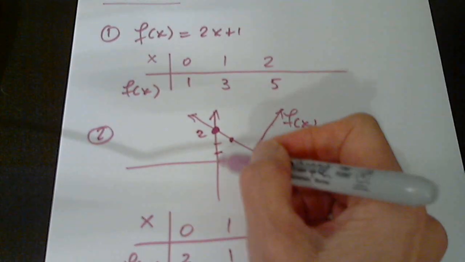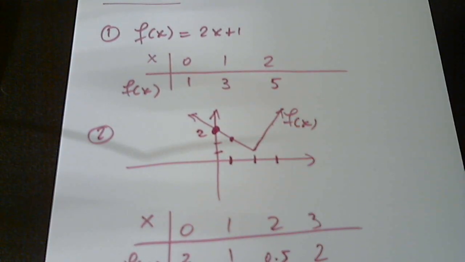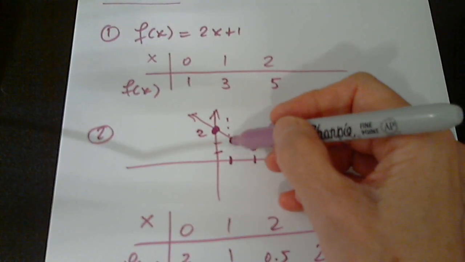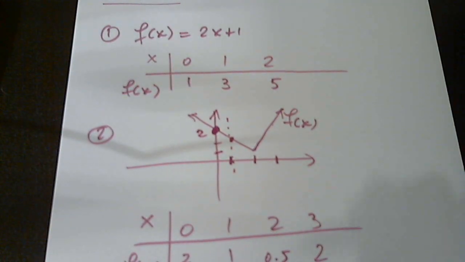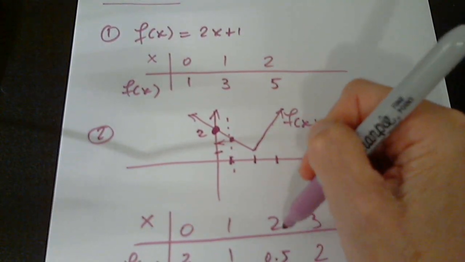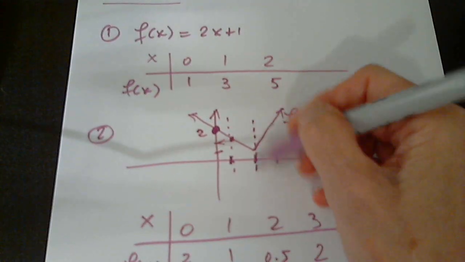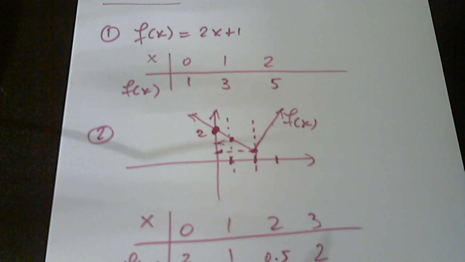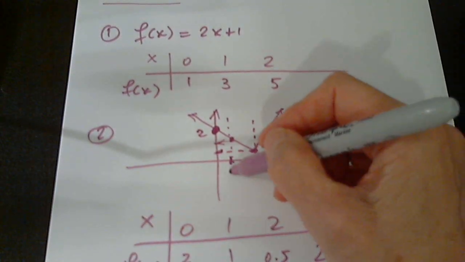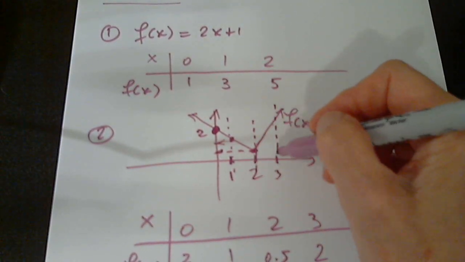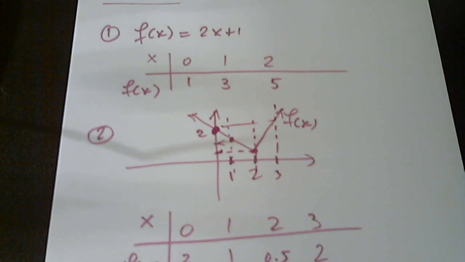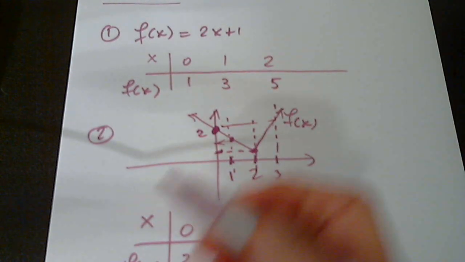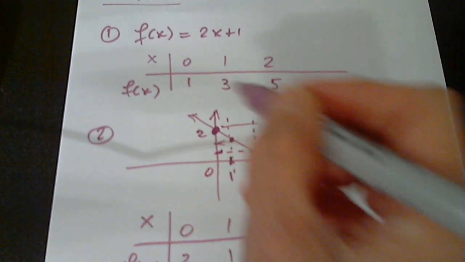So when x is 0, y is 2. When x is 1, just imagine you draw a vertical line and you read the y value. Again, for 2, imagine you draw a vertical line and you read 0.5. At 3, so this is 1, 2, and 3. So you read 2. The y values are on the y-axis.